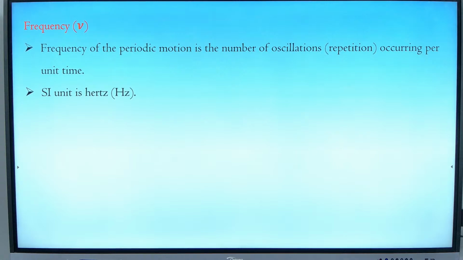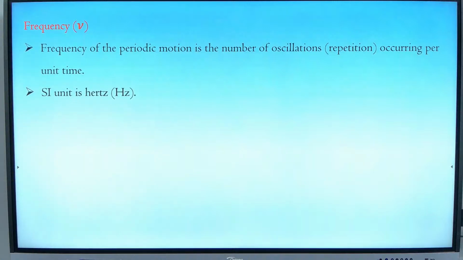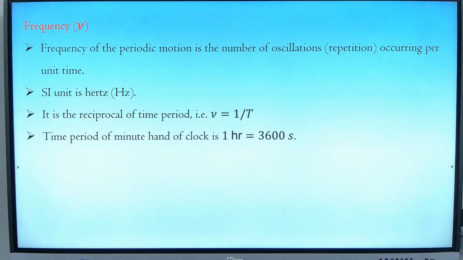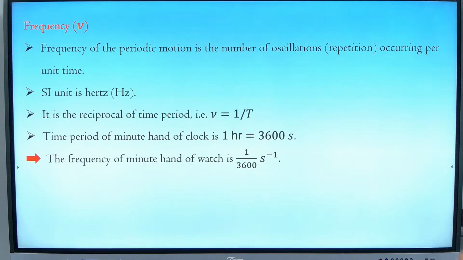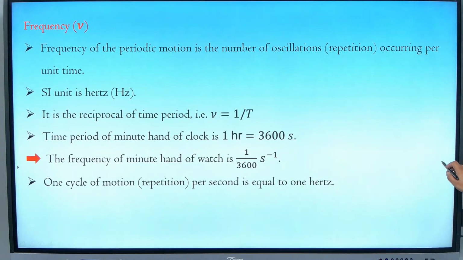And what will be its unit? Frequency is always in hertz. 1 by t, 1 by second, or second inverse, also called hertz. And obviously it is the reciprocal of time period. So frequency is equal to 1 by t, isn't it? Frequency is the reciprocal of time period, and since the time period of the minute hand was 3600 seconds, if I ask you what is the frequency of the minute hand, what will be the answer? Frequency of the minute hand will be 1 by 3600 per second, or you can also call it hertz, isn't it?